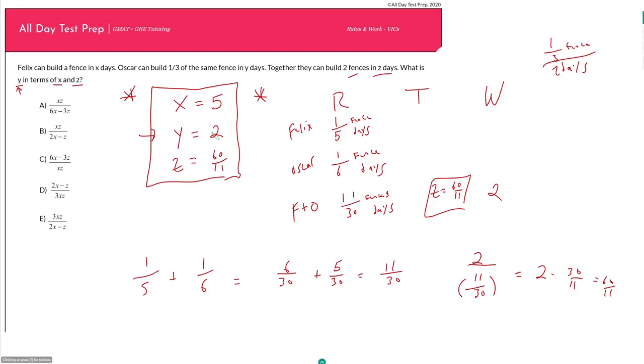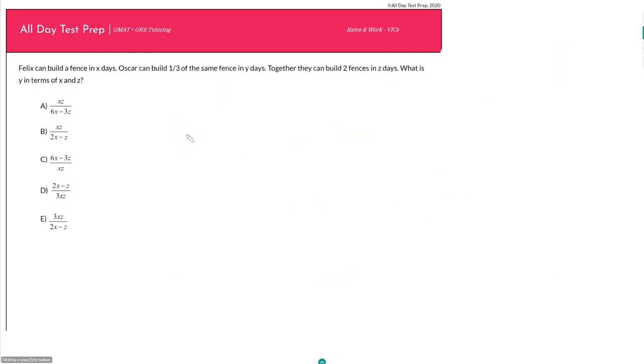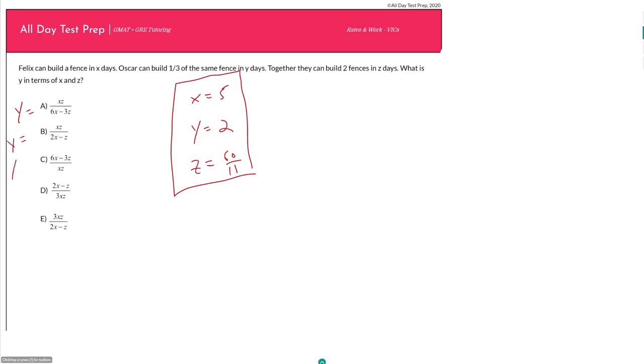So now, when I am actually testing my numbers that I chose, maybe let's do this on a new page. X is 5, y is 2, z equals 60 over 11. So they are asking for y in terms of x. So they're saying when I plug in 5 for x and 60 over 11 for z, which one of these choices gives me a value of 2? That is y. So starting with the first answer choice.